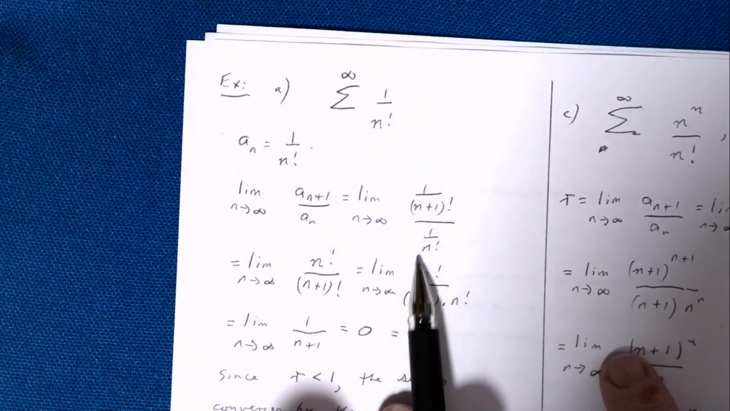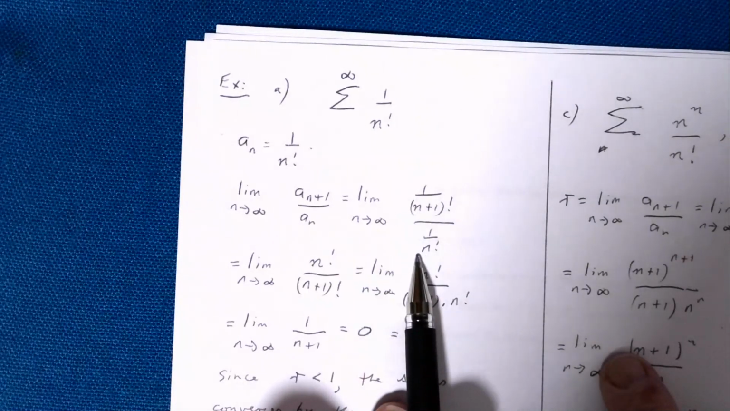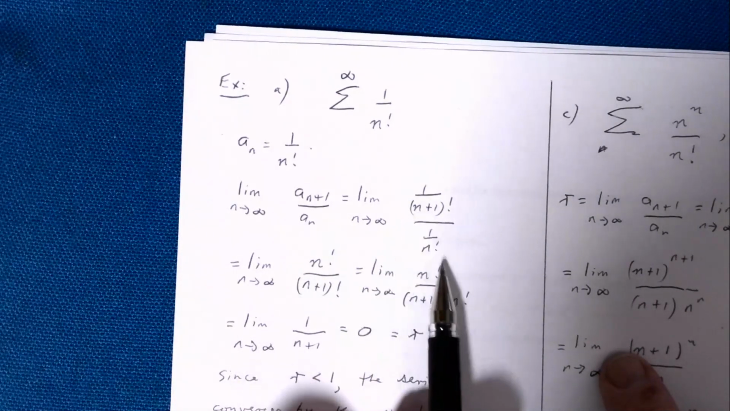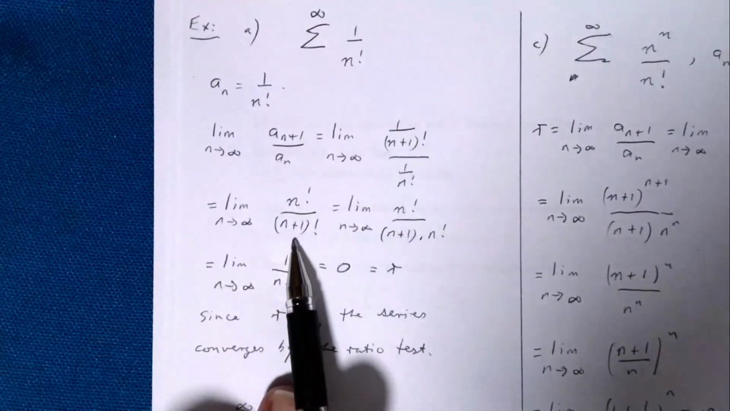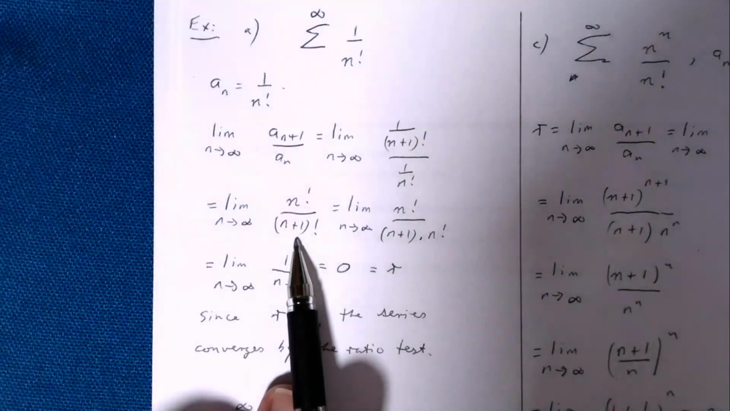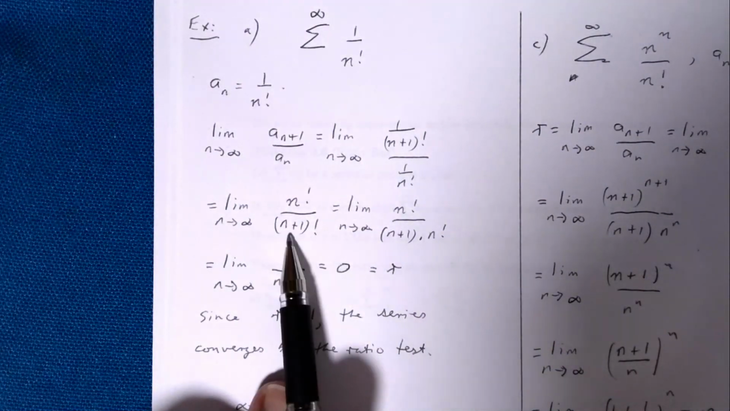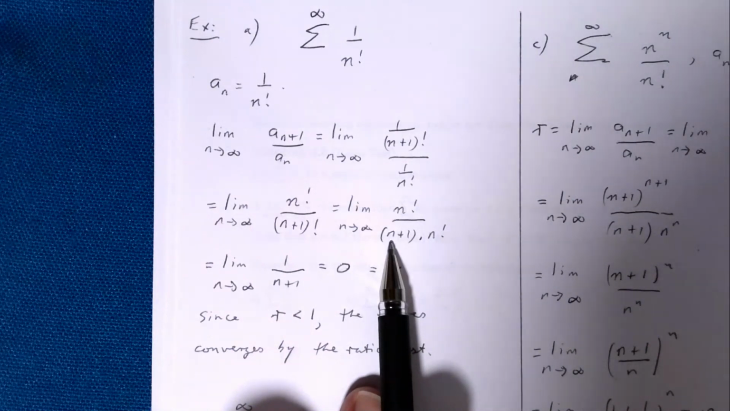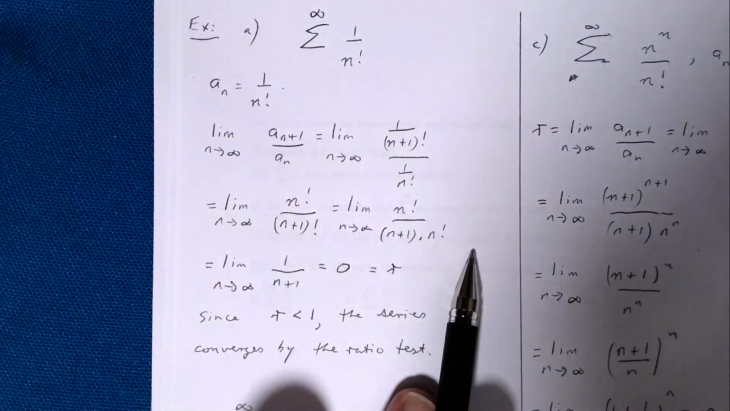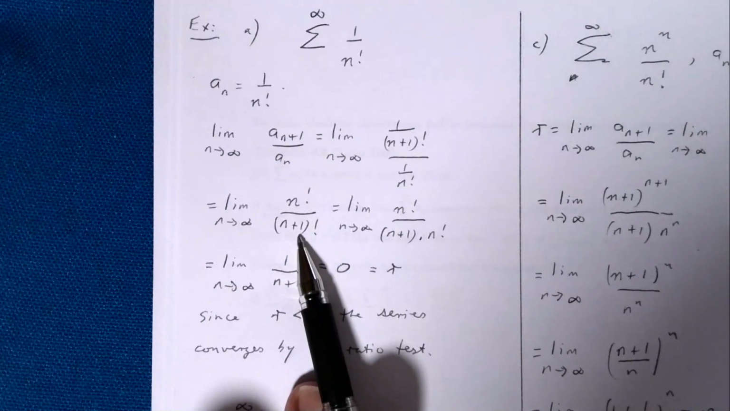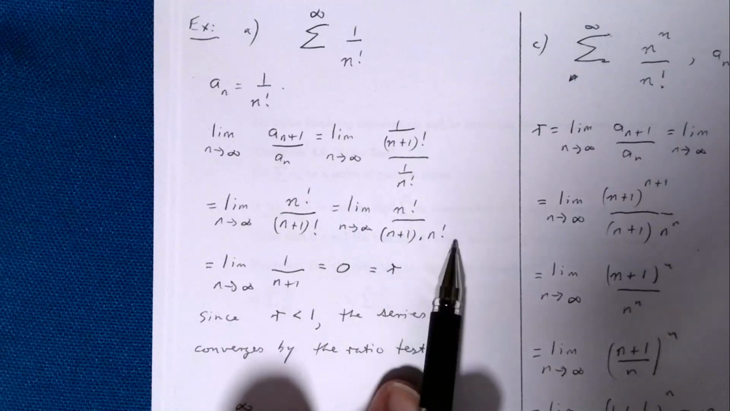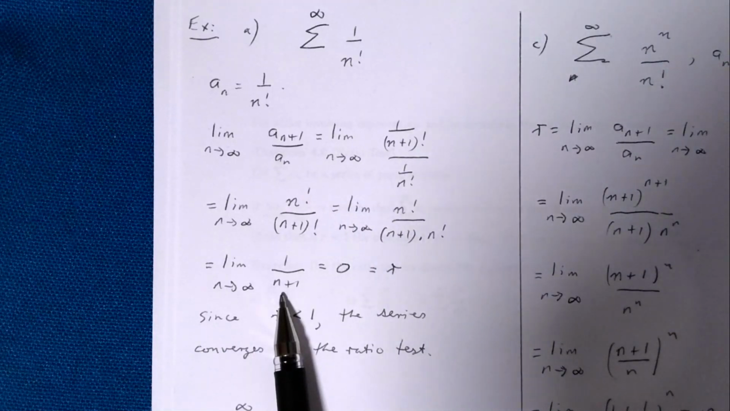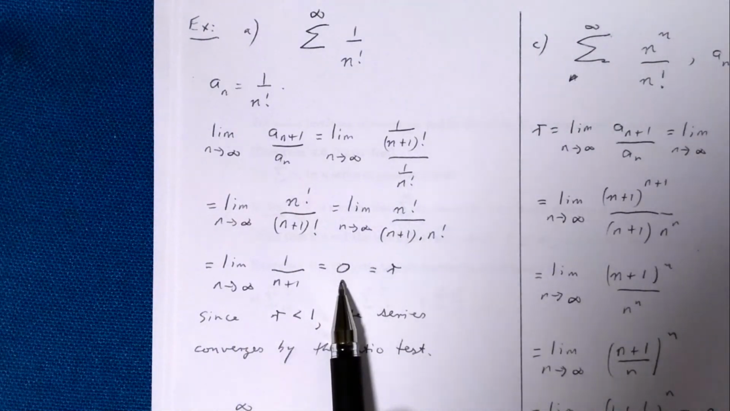Now, of course, when you're dividing two fractions, you invert and multiply. So I've got 1 over n plus 1 factorial times n factorial over 1. When you simplify, you get n factorial on n plus 1 factorial. Now, n plus 1 factorial simply means n plus 1 multiplied by n and all the numbers below, so I can rewrite n plus 1 factorial as n plus 1 times n factorial. These now cancel out, and I just get 1 over n plus 1. And that limit is easy. As n gets very big, 1 over very big is going to 0, and that's my r.